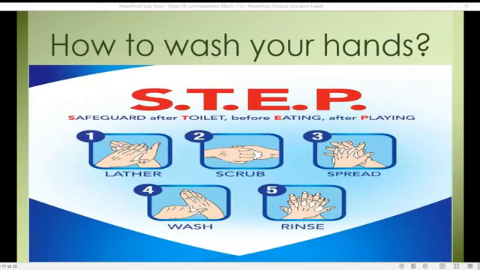Number 1, lather. Number 2, scrub. Number 3, spread. 4, wash. And 5, rinse. So, you have to form a sentence or an imperative sentence using the main verbs. So, this one is also already the main verbs: lather, scrub, spread, wash, and rinse. Napaka-simple lang.